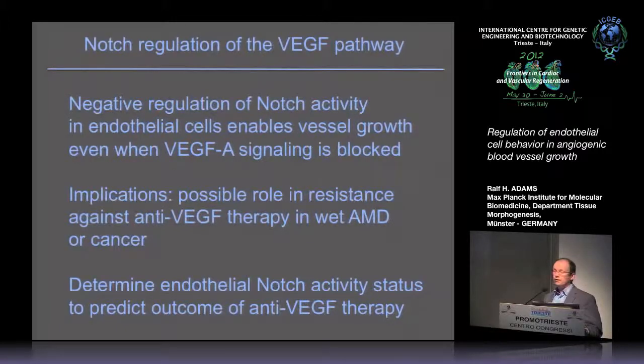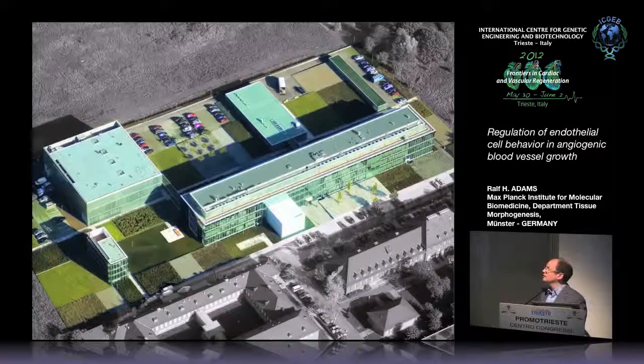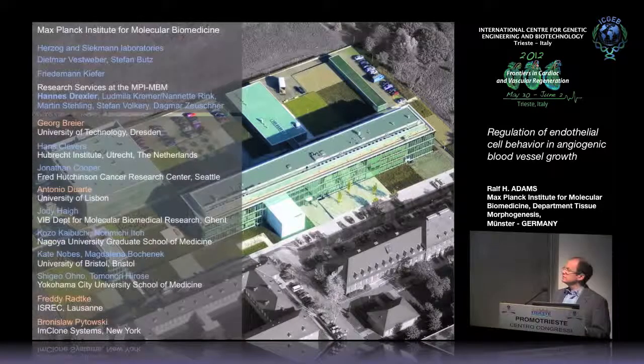So if you think about non-responders against anti-VEGF therapy in cancer or in age-related macular degeneration, there is a certain fraction of patients that poorly or never respond to Lucentis, the anti-VEGF blocking antibody. This could be very important. In the future, it might be very important to determine the status of endothelial Notch activation and predict the outcome of anti-VEGF therapy.